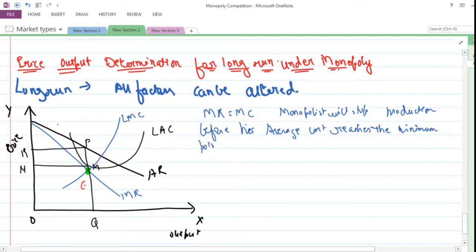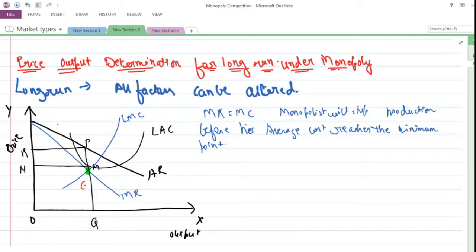ओके ये मिनिमम पॉइंट पे रीच हो उससे पहले वो स्टॉप कर देगा. He does not bother to reach the minimum point on AC because he has adequate profits in order to cover his cost. He restricts his output in order to maximize the profit.